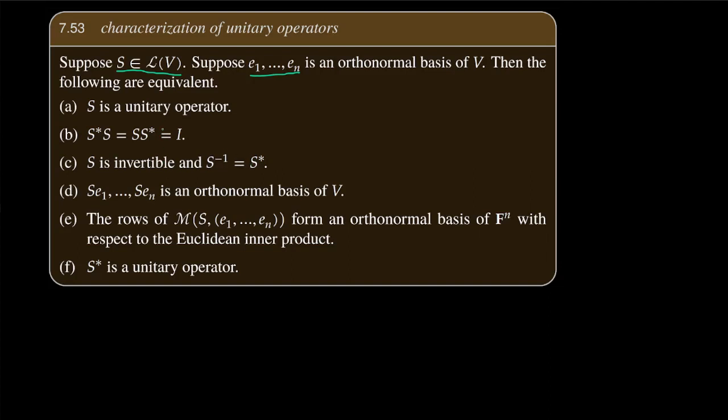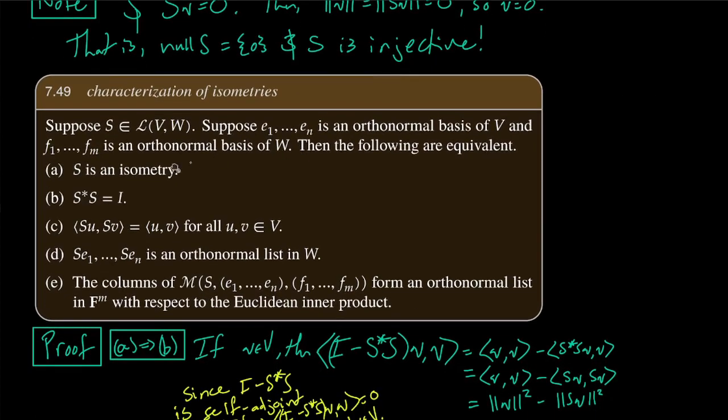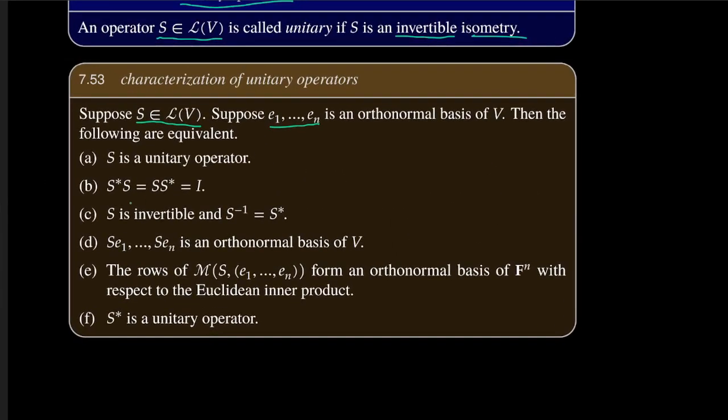Notice, just from B and A right here, that S star S is the identity is equivalent to S as a unitary operator, which kind of picks up the point that I just made. Isometries always satisfy S star S is the identity. So this is equivalent here to being an isometry, which in that case means that all isometries between a vector space and itself are indeed unitary. Cool. Okay. Now this is of course provided that V is equipped with the same inner product.